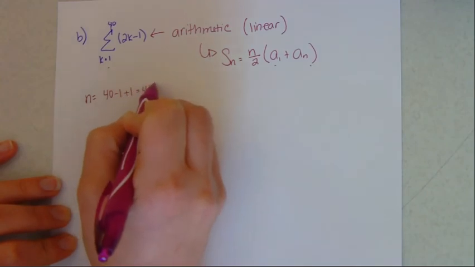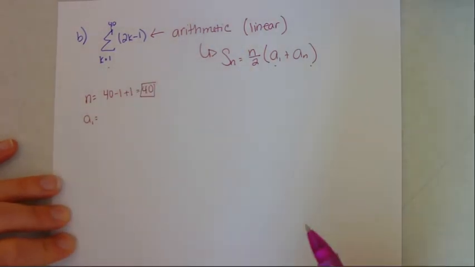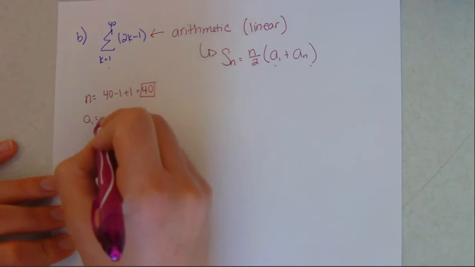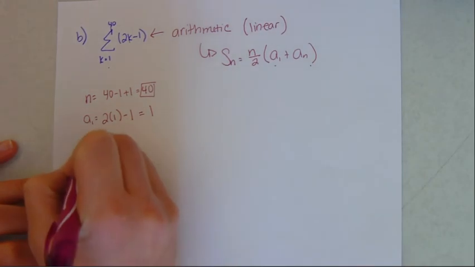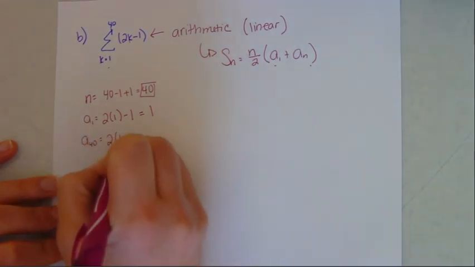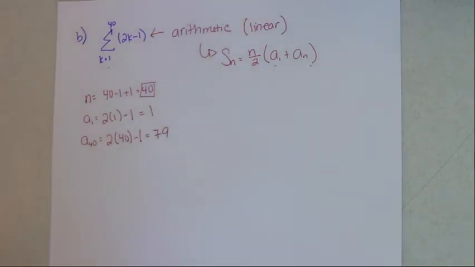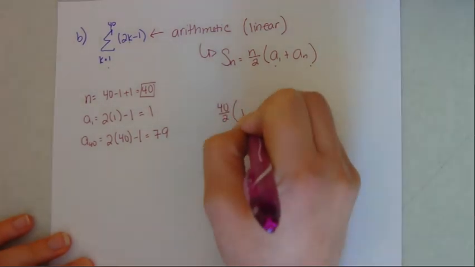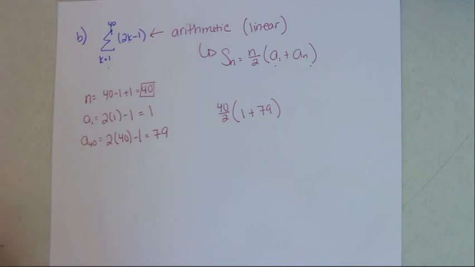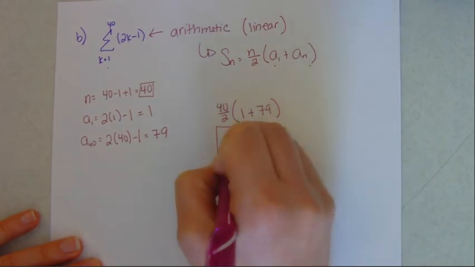So make sure you're in that habit: n equals 40. We find a1 by just plugging 1 into your rule. This is my arithmetic rule. So 2 times 1 minus 1 is 1. And then we need our last term, that 40th term. So 2 times 40 minus 1 is 79. All right. Now we're going to plug this into our formula. We get that our sum is 1,600. So yes, that's the sum of those 40 terms.